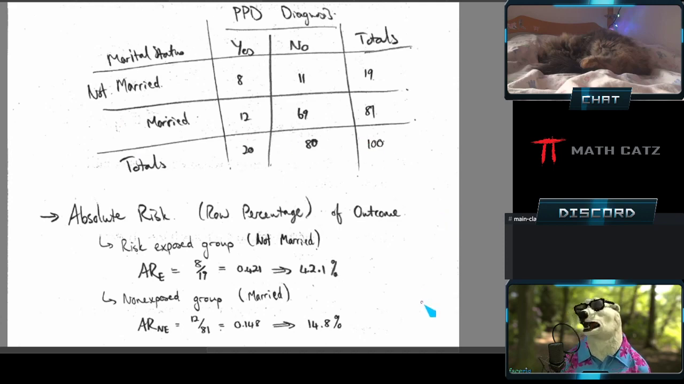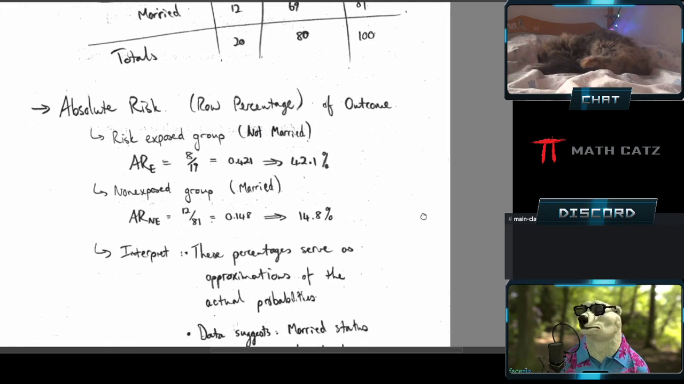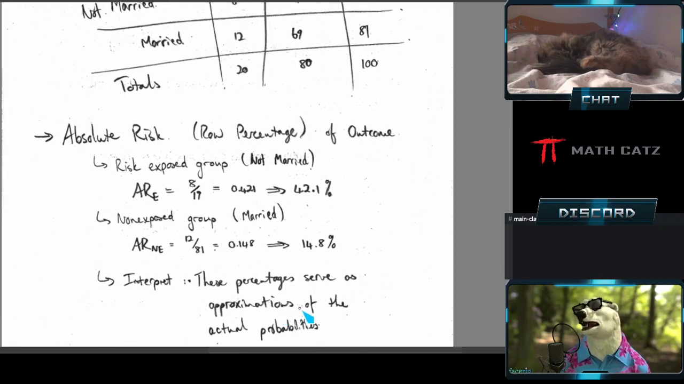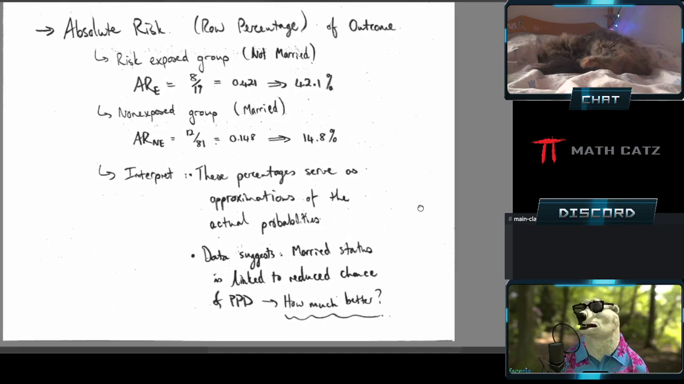So from this, the data suggests that you are more at risk if you are not married. I wrote that down as a reminder: percentages serve as approximations for the actual probabilities. And we have to interpret this. The whole point of this statistical measure, trying to use a single number to represent what's happening, is to tell me something about what's happening.